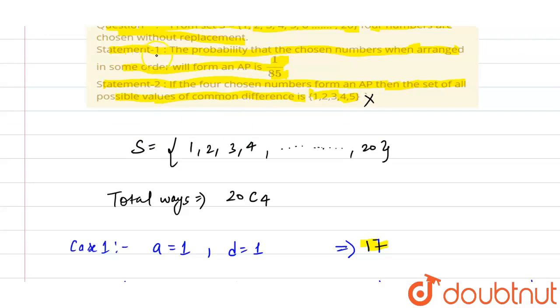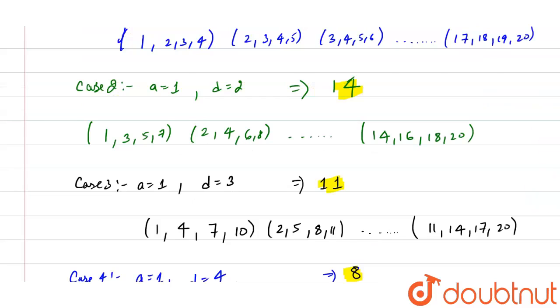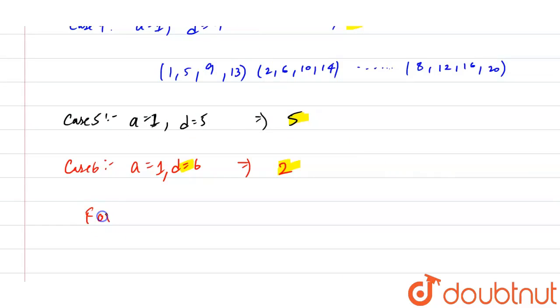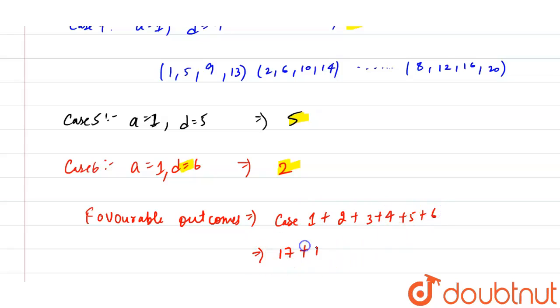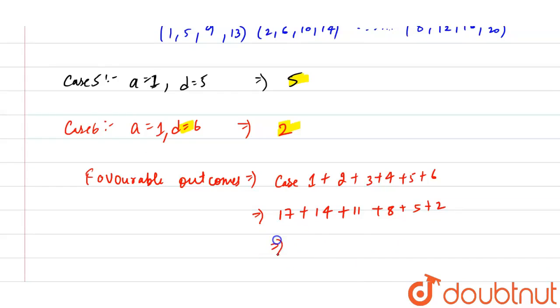Now our statement number 1 states that the probability that the chosen numbers, when arranged in some order, will form an AP. So our favorable outcomes are the total of all the cases, that is the addition of all the values of the cases. That is case 1 plus 2 plus 3 plus 4 plus 5 plus 6. So we get 17 plus 14 plus 11 plus 8 plus 5 plus 2. 17 plus 14 is 31, plus 11 is 42, plus 8 is 50, plus 5 is 55, and 2 is 57. This will be equal to 57.